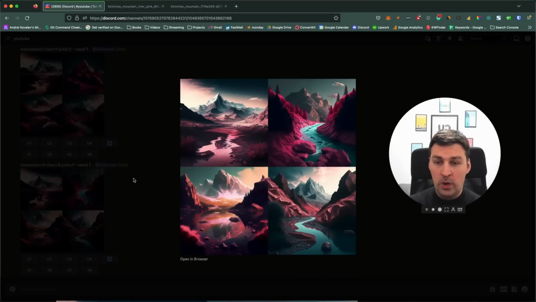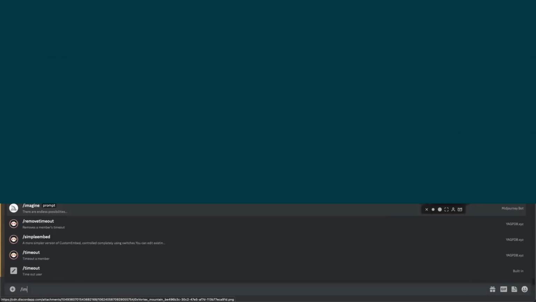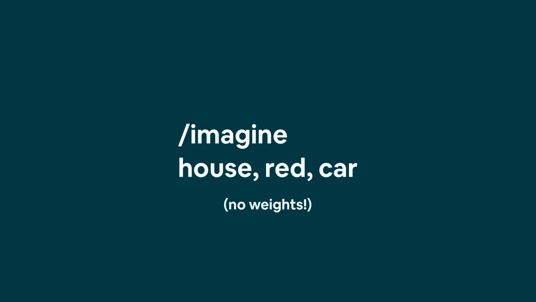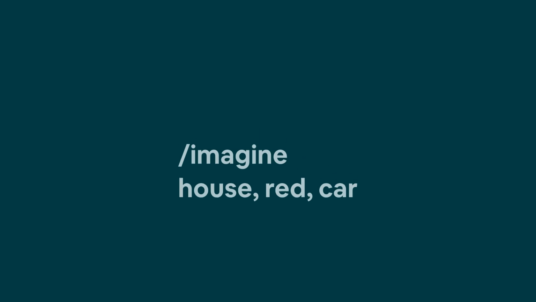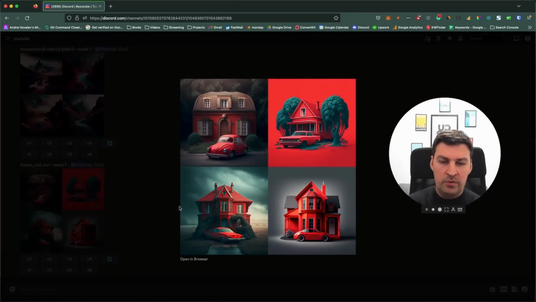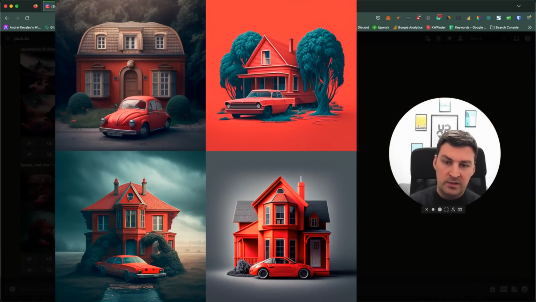Now I'm going to show you one last example for these simple cases because I find this one quite illustrative. I'm going to enter house red and I'm going to add a car to our scene. And this gives us 4 images of a house that is red and even a red car in front of it. But these images in themselves are closed concepts, and that's why there's not much else going on around them.